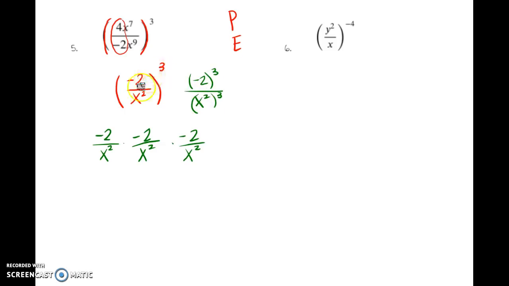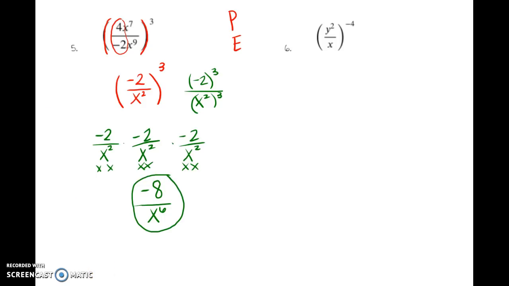So when we are cubing a fraction, you're just cubing the top and cubing the bottom. So negative 2 times negative 2 is 4, times negative 2 again is negative 8. X squared times x squared times x squared. Remember, x times x times x times x times x times x, and that's going to be x to the 6th. That negative could be on top, it could be on bottom, it doesn't matter, but that's our final answer.